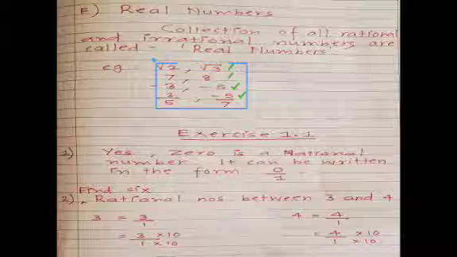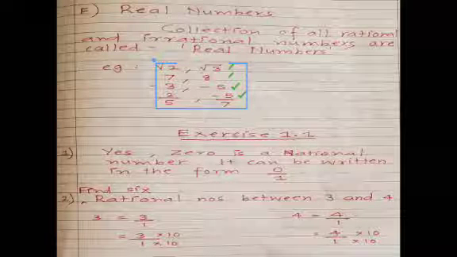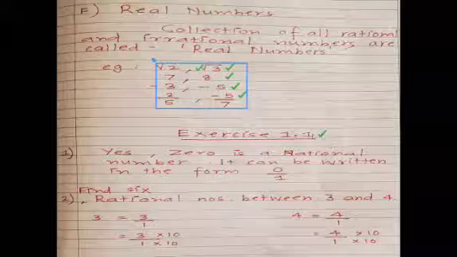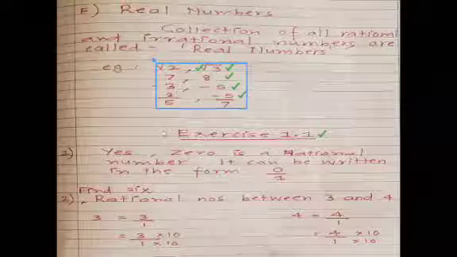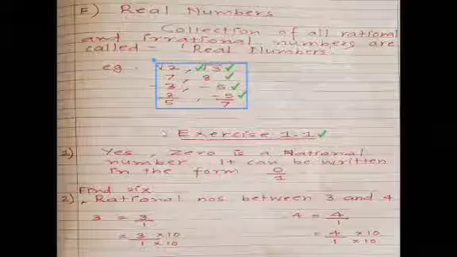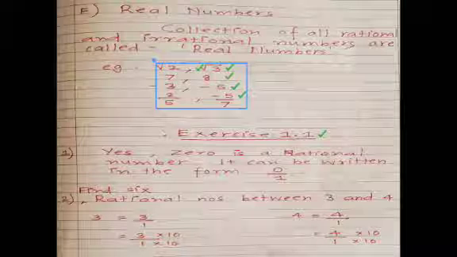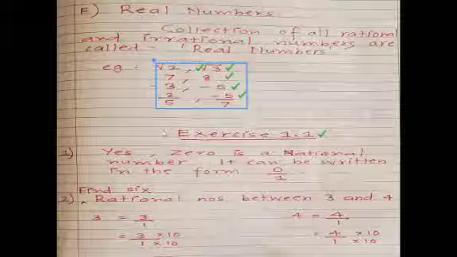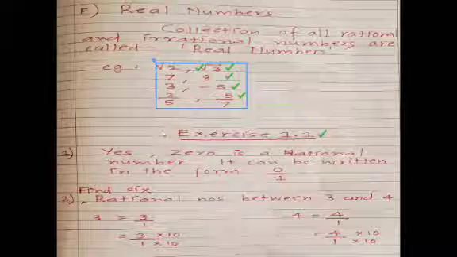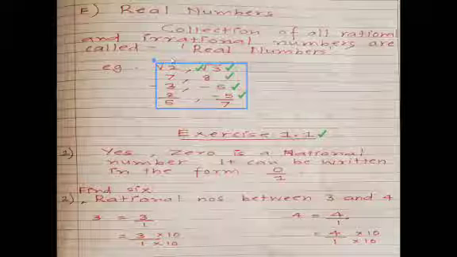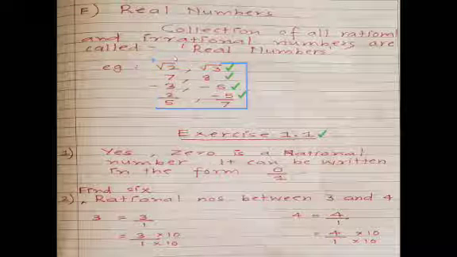Let us solve a few questions from exercise 1.1. The first question given in the textbook is: is the number 0 a rational number? And if it is so, can it be expressed in the form P upon Q? I repeat the question. Is the number 0 a rational number? If it is so, can it be written in the form P upon Q?